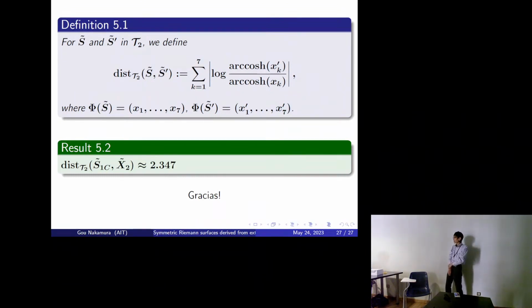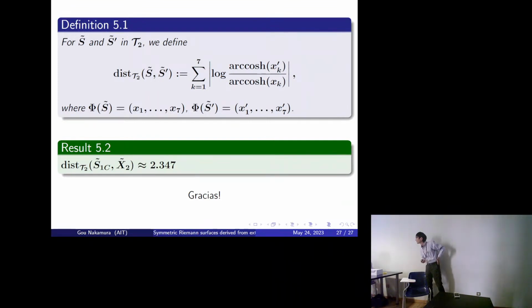Questions? Is it obvious that definition 5.1 is a distance? I mean, it's a... Yes. Triangle inequality. Yes. It is an easy calculation. Yes, no problem at all. Yes, of course, it is a distance.